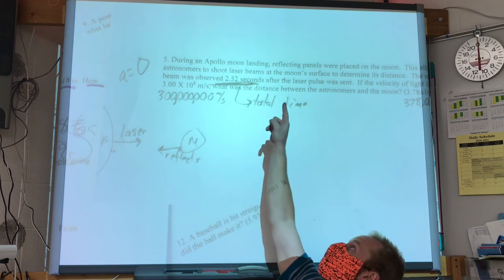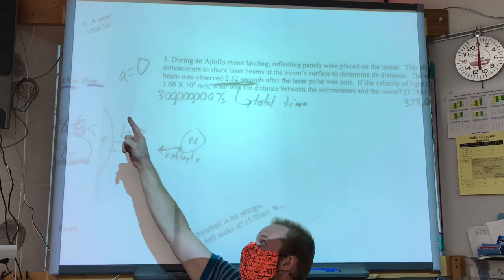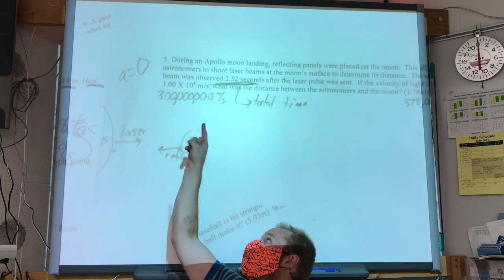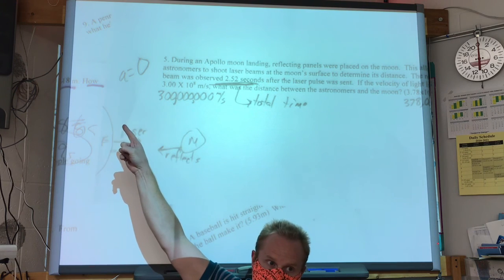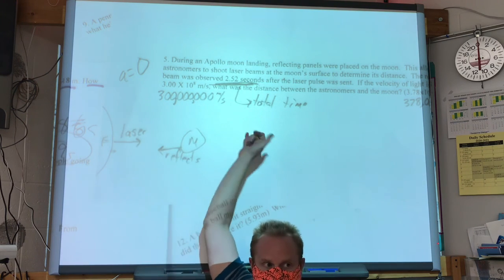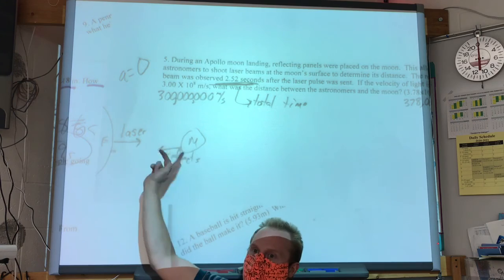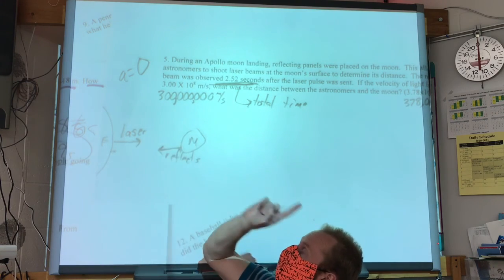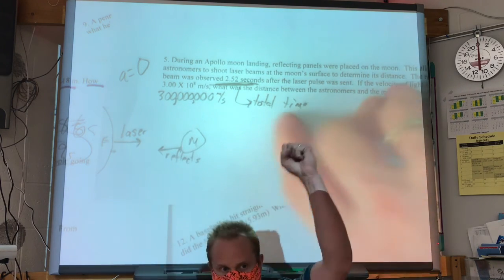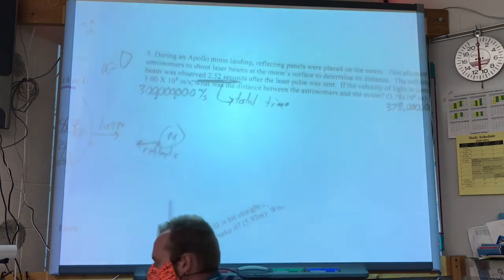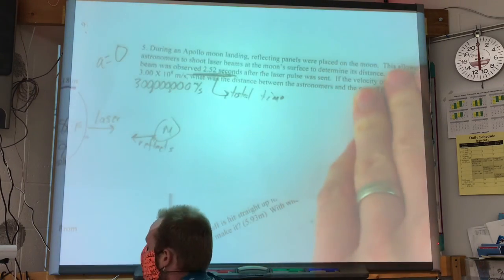The time given is the total time. It takes 2.52 seconds for a laser beam to go from Earth to the Moon and back. Keep that in mind because they're asking how far away these are, not round trip, but one way. The acceleration of a laser is 0.